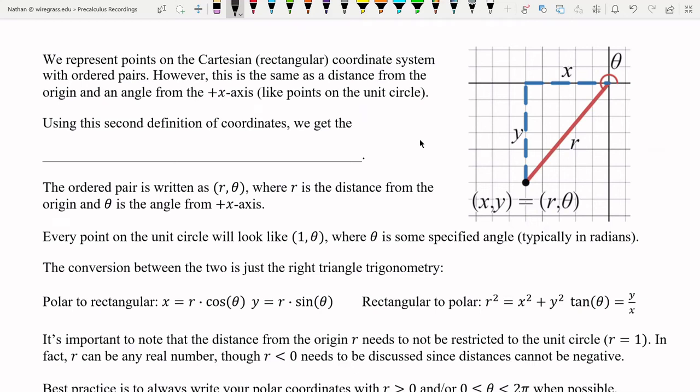We represent points on the Cartesian coordinate system, also called the rectangular coordinate system, with ordered pairs. This is the same as a distance from the origin and an angle from the x-axis, just like points on the unit circle. Now, using the second definition of coordinates, we get what's called the polar coordinates.